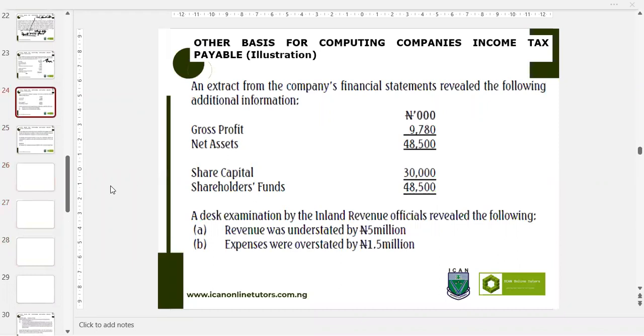An extract from the company's financial statement revealed the following additional information: gross profit, net assets, share capital, shareholders fund. A desk examination by the Inland Revenue officials revealed the following: revenue was understated, expenses were overstated by 1.5 million naira. Please take note, revenue was understated. So if revenue is understated, what do we do? It means that we add to the revenue, isn't it? We add to the revenue.